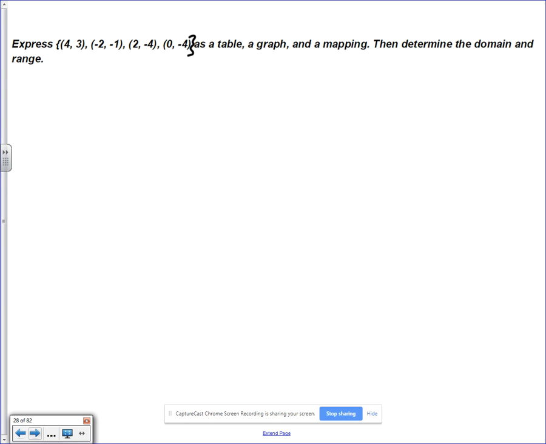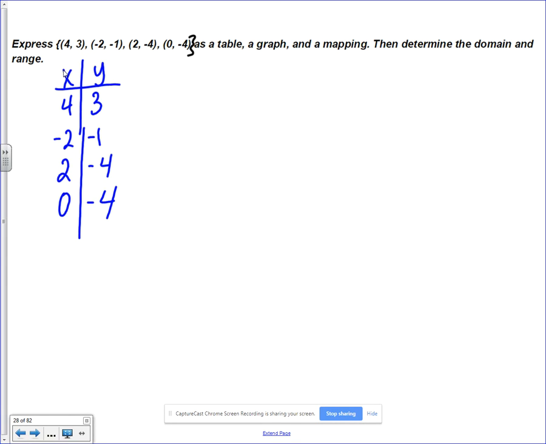So a table should be pretty self-explanatory. You all know what a table is. And you're just going to take your ordered pairs and you're going to plop them right into that table. So what will that look like? Easy enough. There's your table. Done. Okay, now it says I have to make a graph.